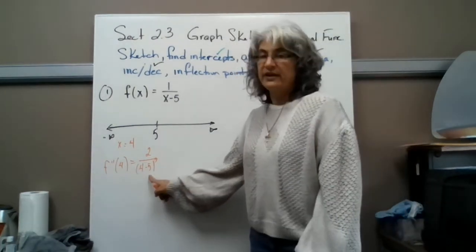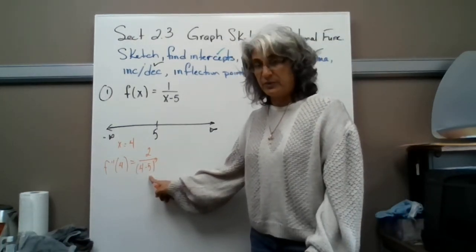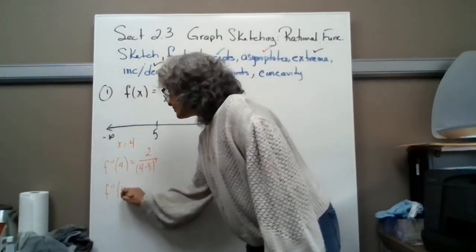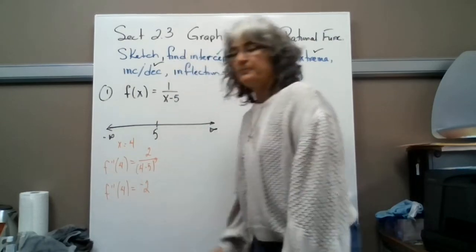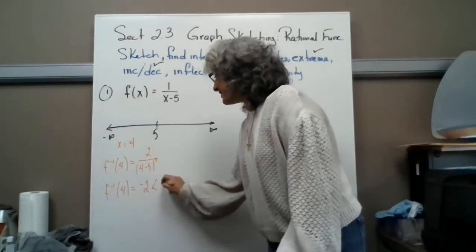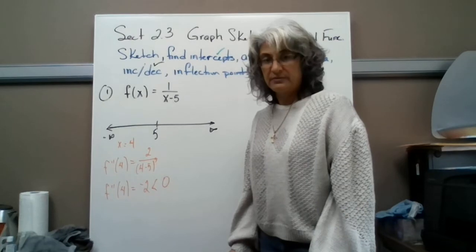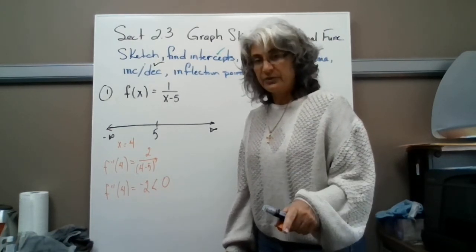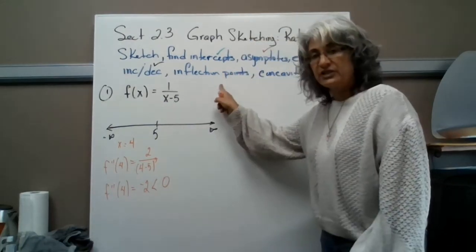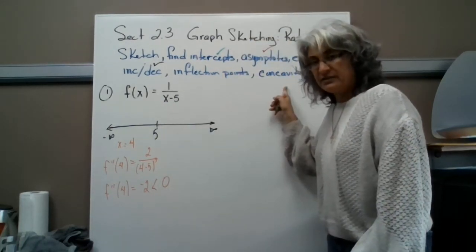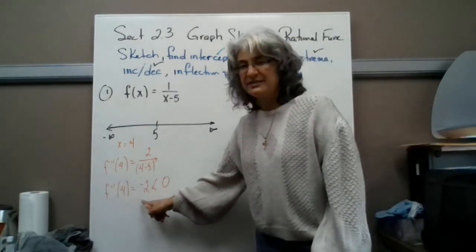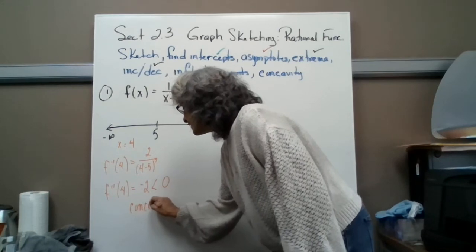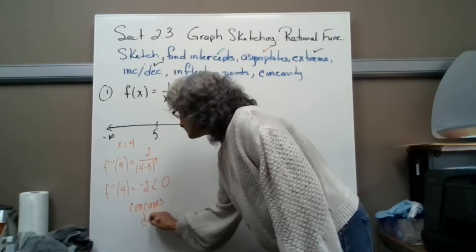Well, 4 minus 5 is negative 1. Cubed is negative 1. 2 divided by negative 1 is still a negative number. It is going to be negative 2. Since this is less than 0, I'm dealing with derivative number 2. Derivative number 2 deals with points of inflection and concavity. Since this is less than 0, this tells me it concaves down.